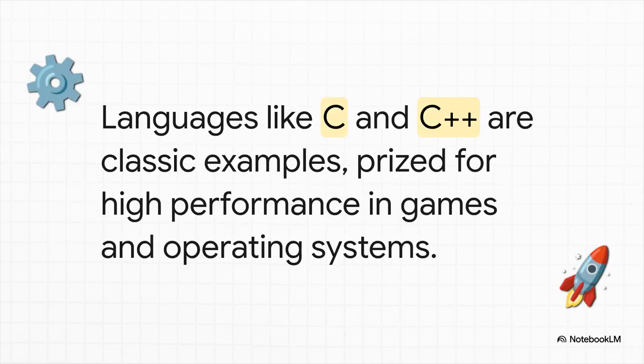And you see this in action with languages like C and C++. These are the classics. Whenever performance is the number one non-negotiable goal, you're probably looking at a compiled language. We're talking about high-end video games, your computer's operating system, massive scientific simulations. That's where compilers and languages like C++ really, really shine.